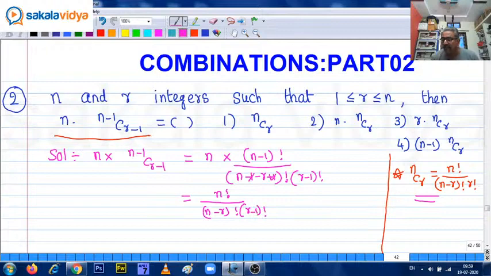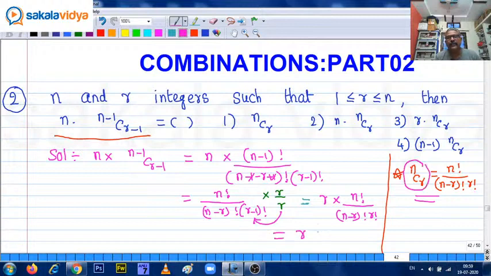So let us do one thing. No problem. Multiply both numerator and denominator with r. So we get like this now. So this can be written r times n factorial upon, this r into (r minus 1) factorial is r factorial, (n minus r) factorial into r factorial. n factorial by (n minus r) factorial into r factorial is nothing but nCr. So that means we get r times nCr. That means the third option is the right option.